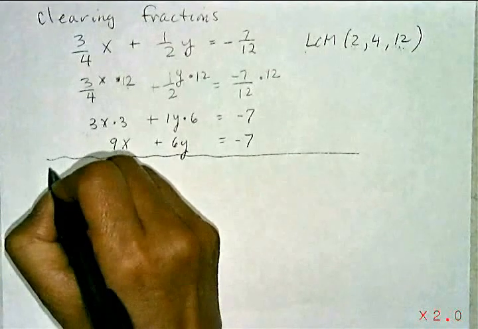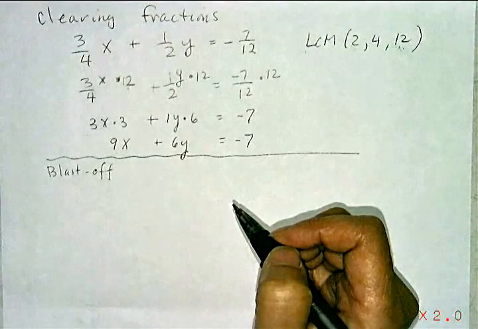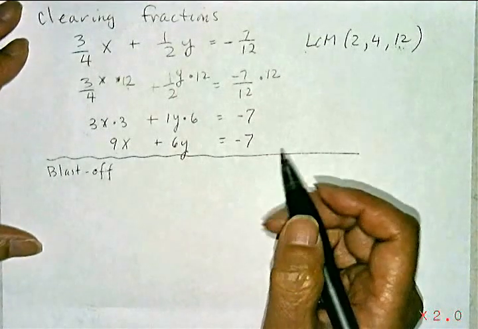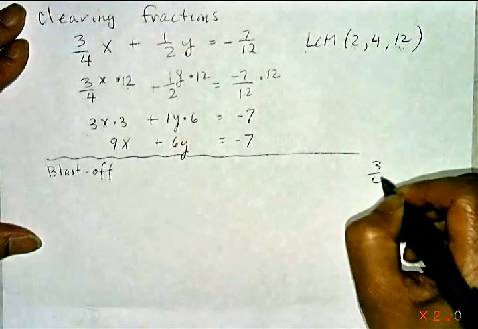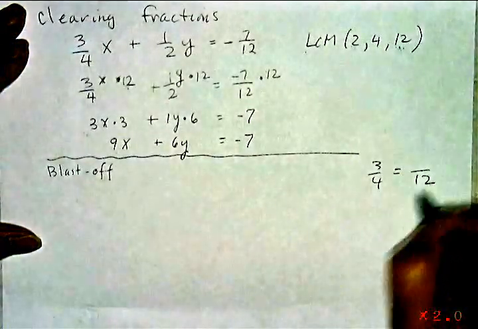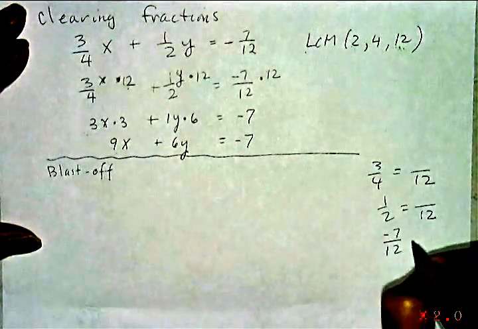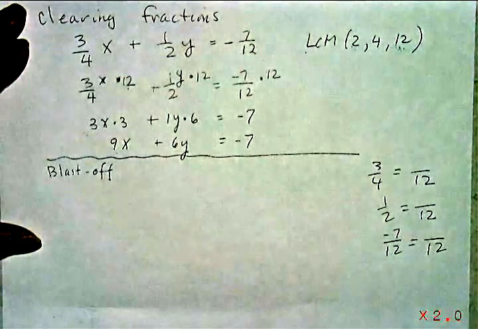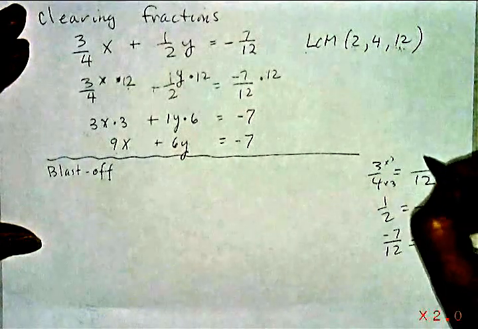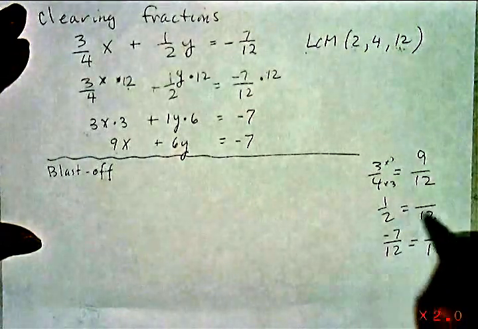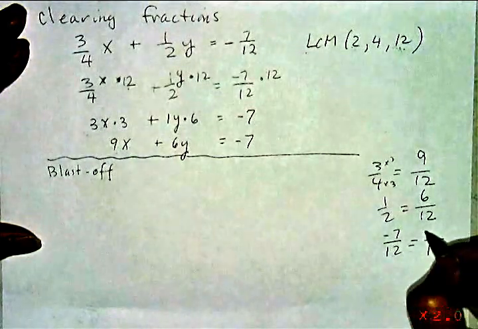Another method is called blast off. This is for those of you who are not comfortable with the arithmetic. This requires that you convert these fractions to equivalent fractions. So I'm looking at 3/4 as something over 12, 1/2 is something over 12, and negative 7 over 12 is something over 12. Okay, so obviously this is multiplied by 3 and 3, so 3/4 is 9 over 12, 1/2 is 6 over 12, and this is identical, so it's negative 7.